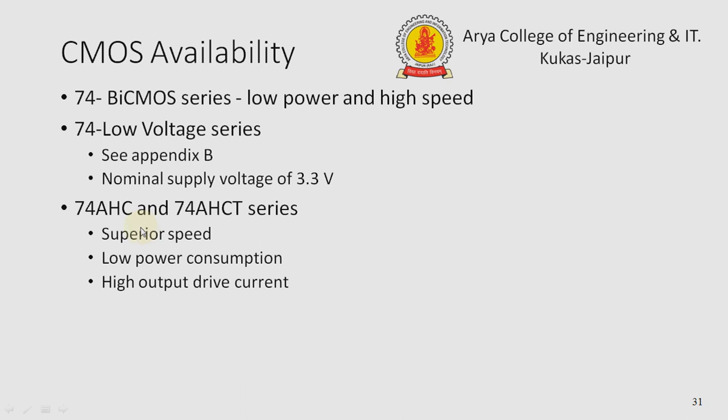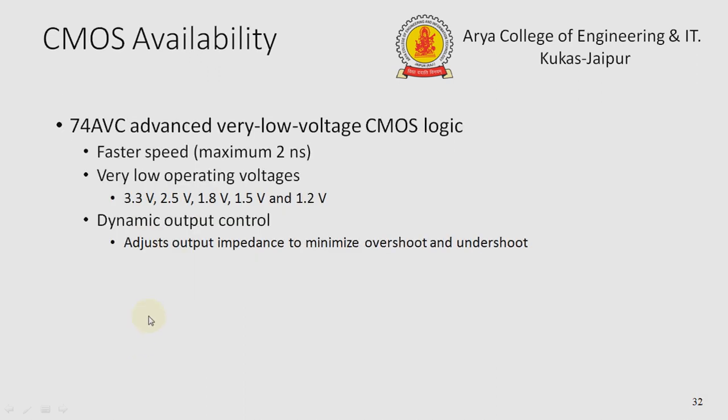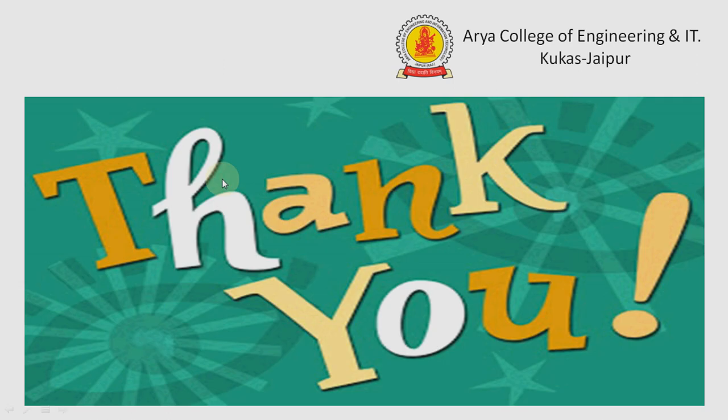Here is the low voltage series. The 74AHC and 74AHCT series have superior speed, low power consumption and high output drive current, and these are available in these voltage ranges of CMOS ICs.